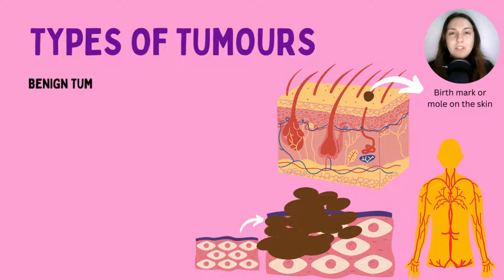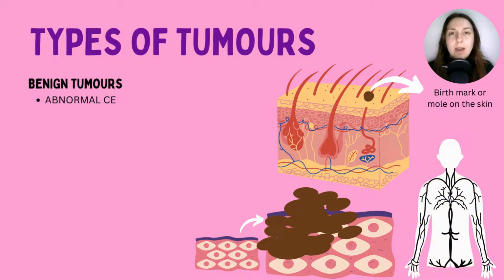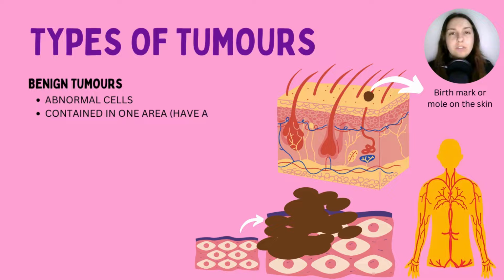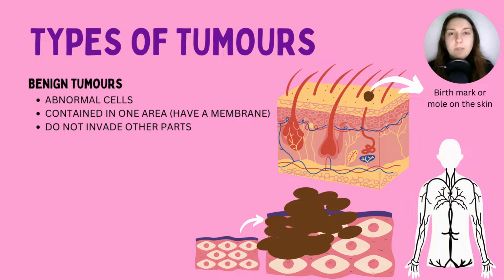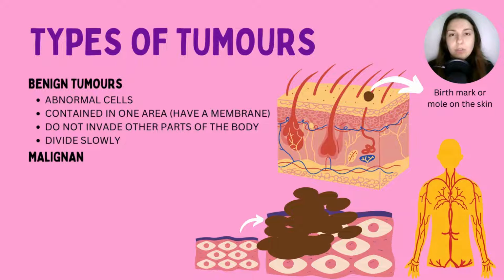So, in terms of biology, we need to know some vocabulary that will help us understand this topic further. And we need to talk about benign and malignant tumors. At GCSE, you could be expected to compare two different bits of information. One example being compare benign and malignant tumors to one another.